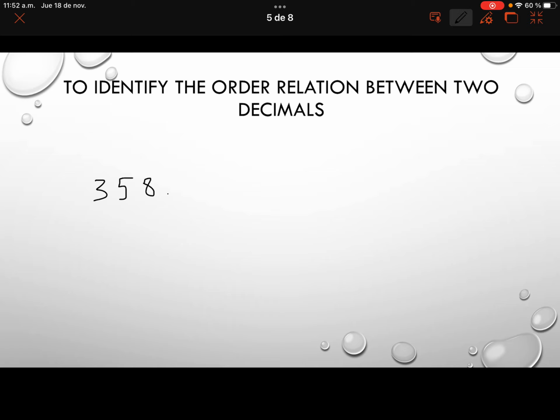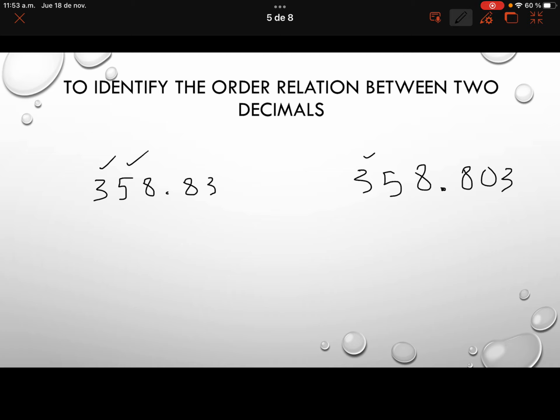358, this, and the other number is... okay. We have to determine which one is greater or smaller, depending on the instructions. Then let's start comparing position by position. Then this 3 is the position of the hundredths. Okay, then it's the same. Then for now we cannot determine which one is greater.